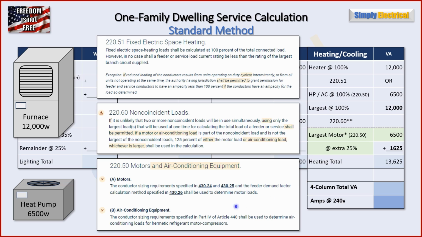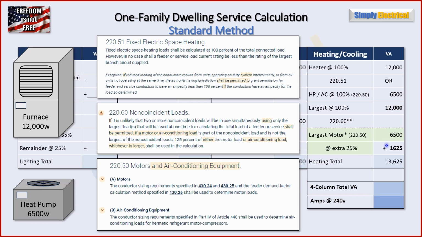And all that really says is if you have a single motor, you've got to take an extra 25% of that motor in your calculation. If you have several motors, you have to take the largest motor at an extra 25%, and then the rest of the motors at 100%. That's all this really says here that matters to us. So what that means is in a building, out of all your motor loads, and in this case the dwelling, you have to take your largest motor and you have to add an extra 25%.